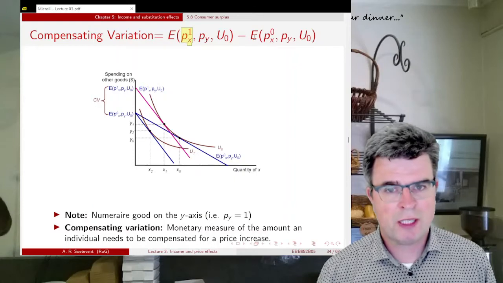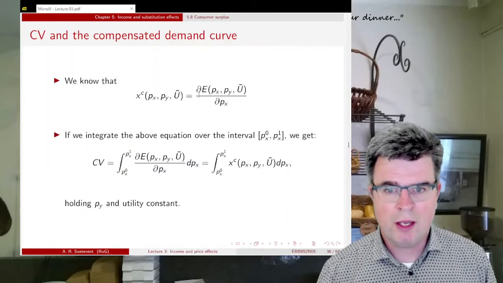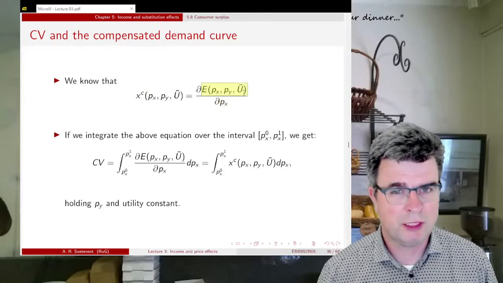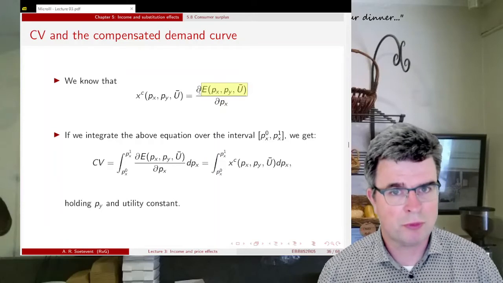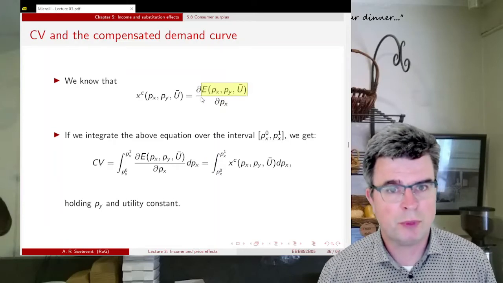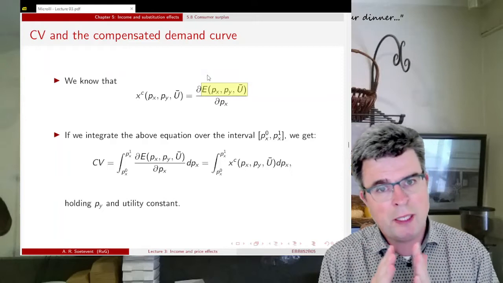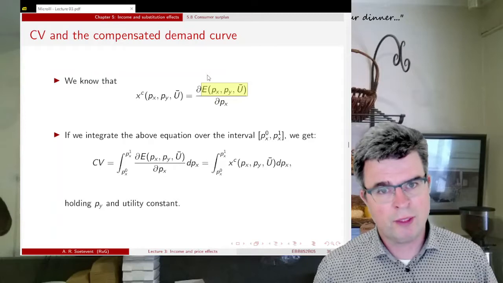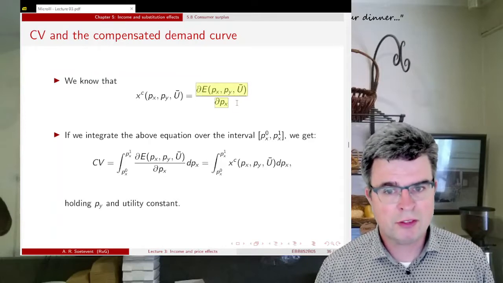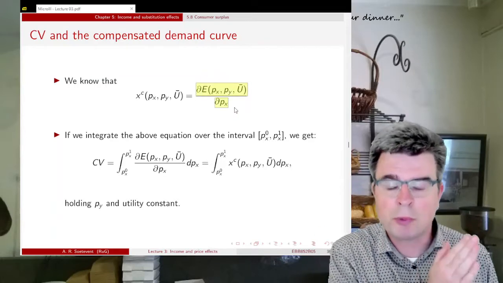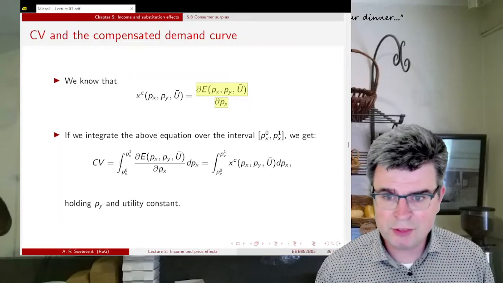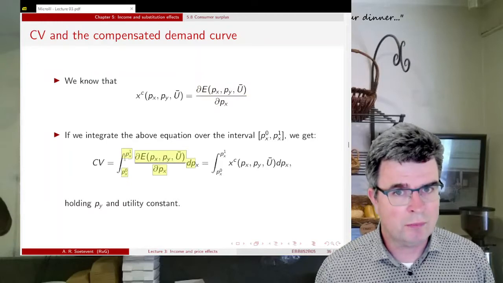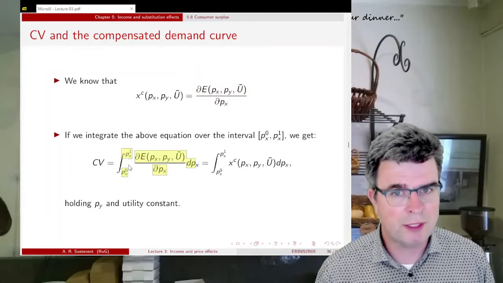So this is like taking an integral. If we have a small change in the price of Px, then our expenditure will also change slightly. That is given by the partial derivative of the expenditure function with respect to Px. And if we make the price change larger, then in order to get a total effect on the expenditures, we need to integrate this expression over the interval from the old price to the new price. And this is done here, and this is the definition of computing the compensating variation.